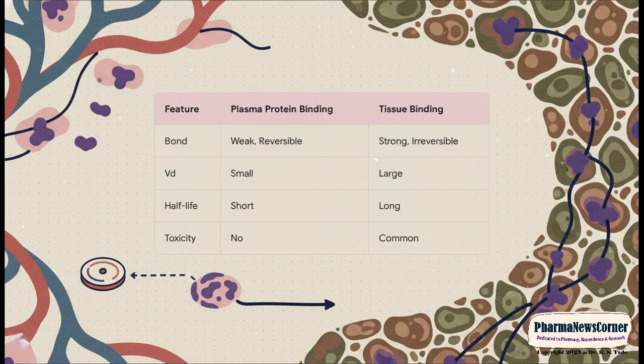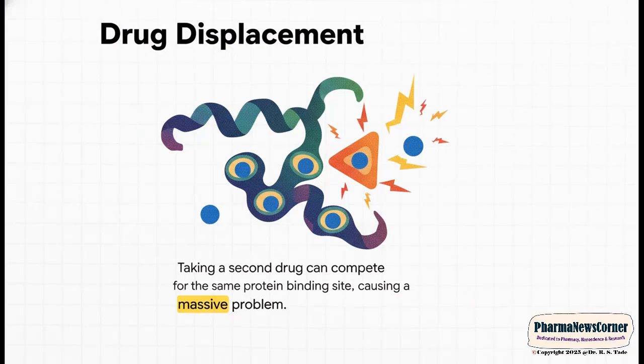Now, drugs can bind in two main places. You've got plasma protein binding, which is usually a temporary, reversible thing. It acts like a reservoir, keeping the drug in the blood and giving it a small VD. But then there's tissue binding. This can be much stronger, sometimes even irreversible. It pulls the drug out of the blood and locks it into tissues, leading to a huge VD and often a much longer half-life.